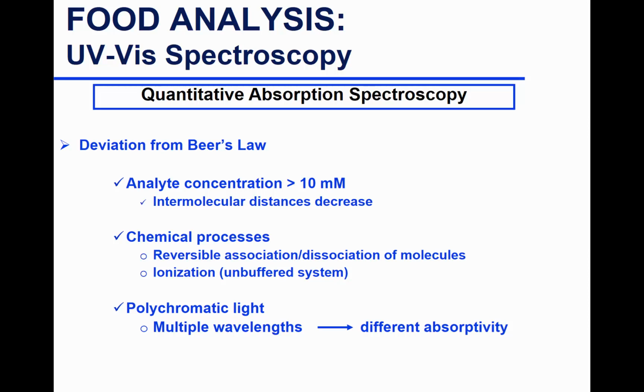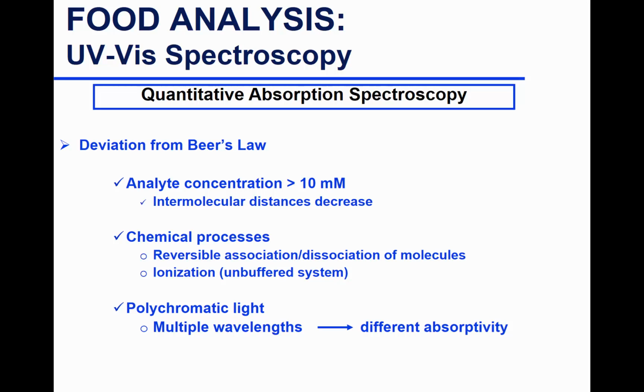Chemical processes have to do with the environment and the ability of your molecules to ionize. Oftentimes we run our reaction in a buffered system to avoid ionization or change in the ionic form of your compounds, because some molecules have the ability to associate and dissociate, and that is impacted by the pH and by the ionic strength. Therefore, if we control that, we avoid variations. If it's uncontrolled, we cannot utilize Beer's law.